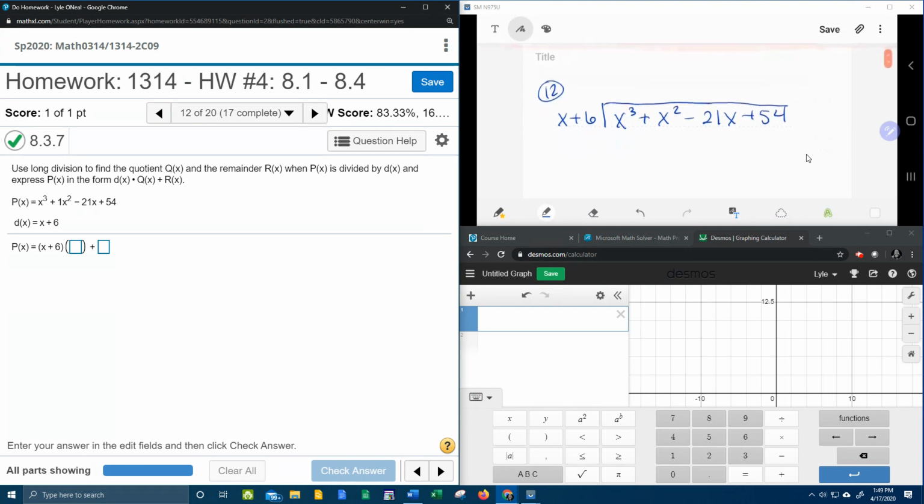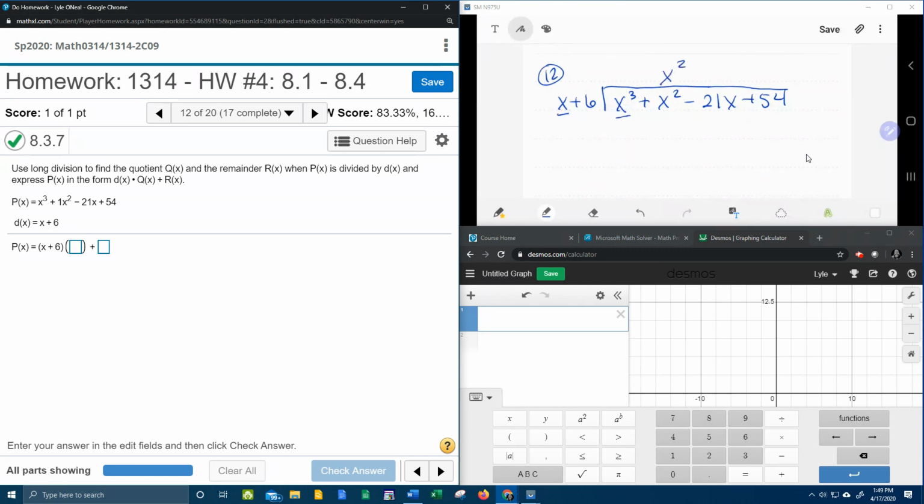Let's crank it out. First step, how many times does x go into x cubed? Well, x cubed divided by x is x squared. And then the x squared needs to distribute. So x squared times x gives me x to the third. X squared times 6 gives me a plus 6x squared. And then when I draw the line, I have to change the sign and then combine.